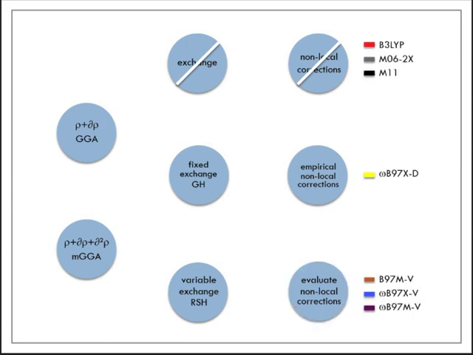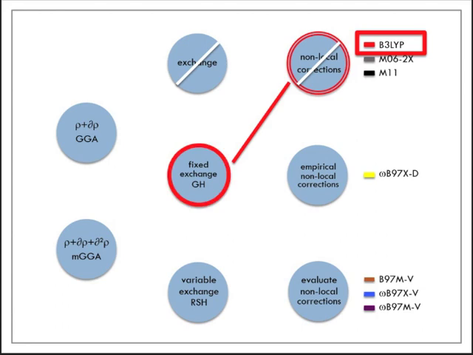Here are some popular functionals. There are hundreds of them in the literature, literally. B3LYP is formed by non-local fixed exchange and generalized gradient. Probably the most popular functional. It's actually not very good in the general scheme of things.